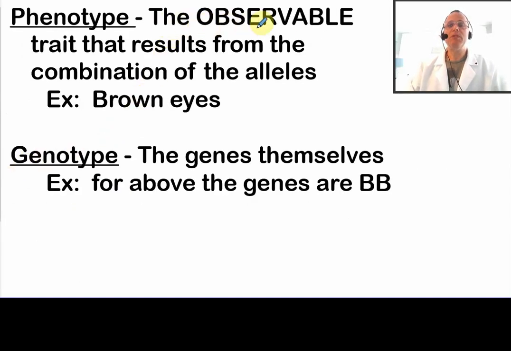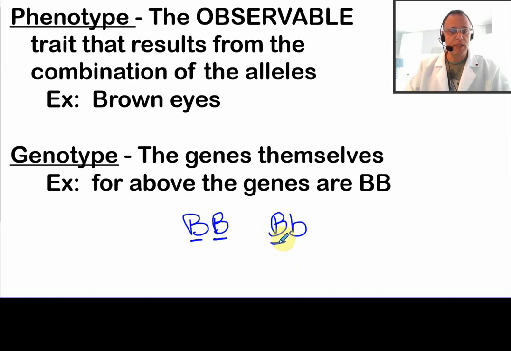Phenotype, the observable trait that results from the combination of the two alleles. An example, we can see brown eyes. Genotype is the genes themselves. An example, for brown eyes, is it big B, big B? Well, we know that this is for brown eyes, that's for brown eyes. So, of course, we're going to see brown eyes, but we could also have big B, little b. Here we have the trait for brown eyes. Here's for blue eyes, but that's recessive, so we don't even see that.